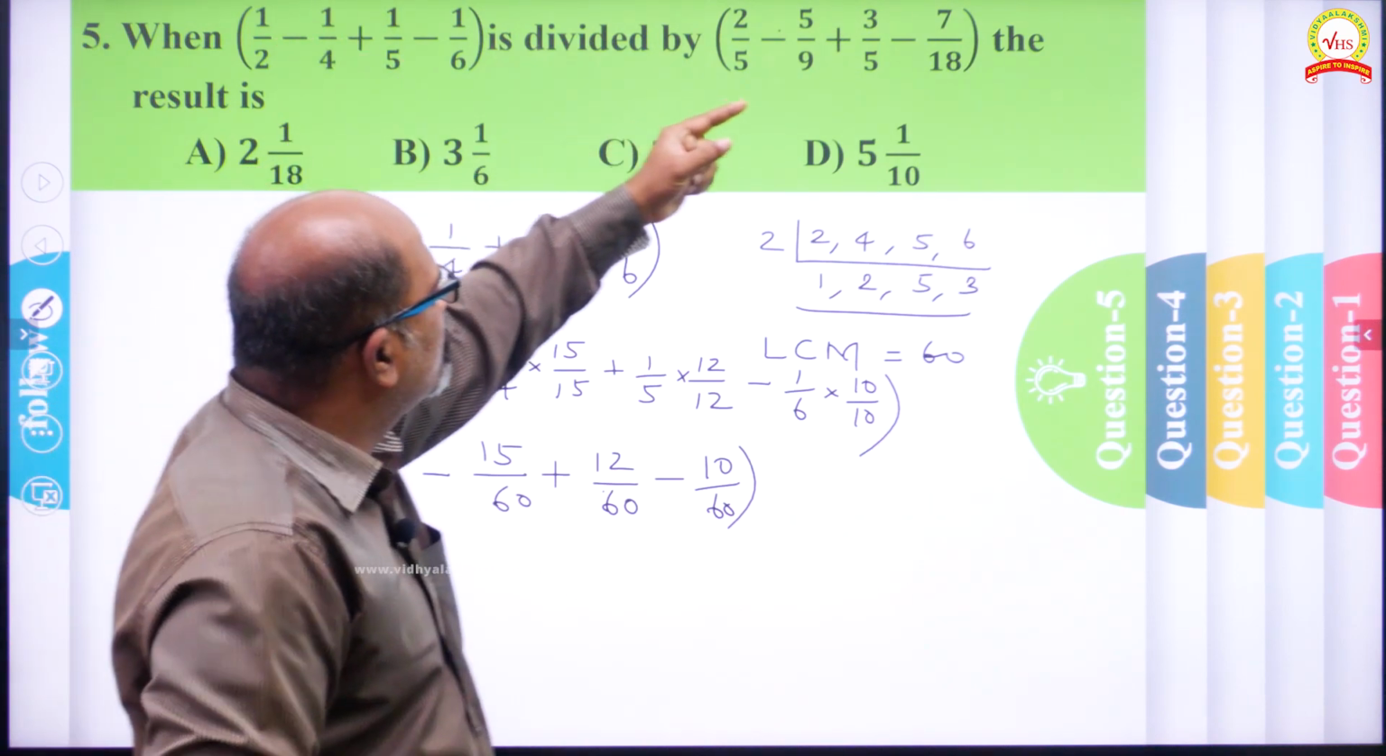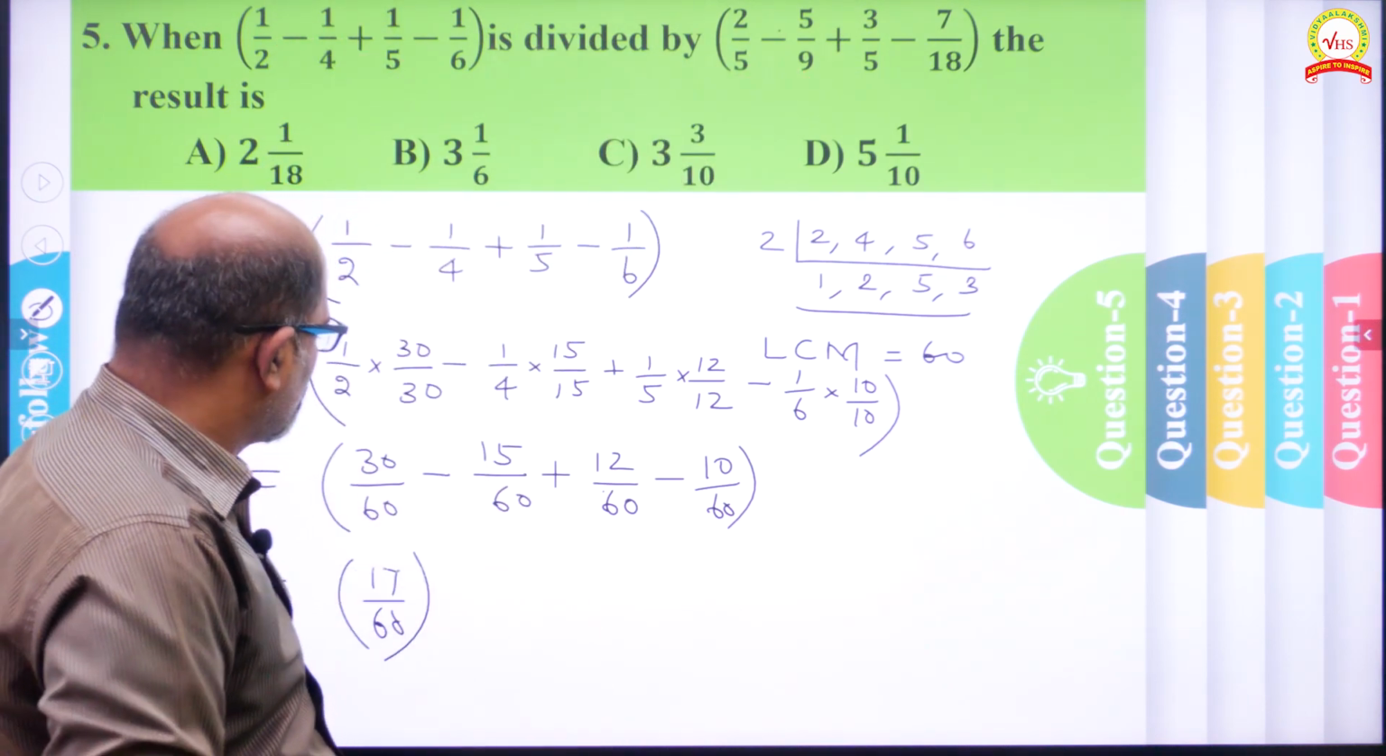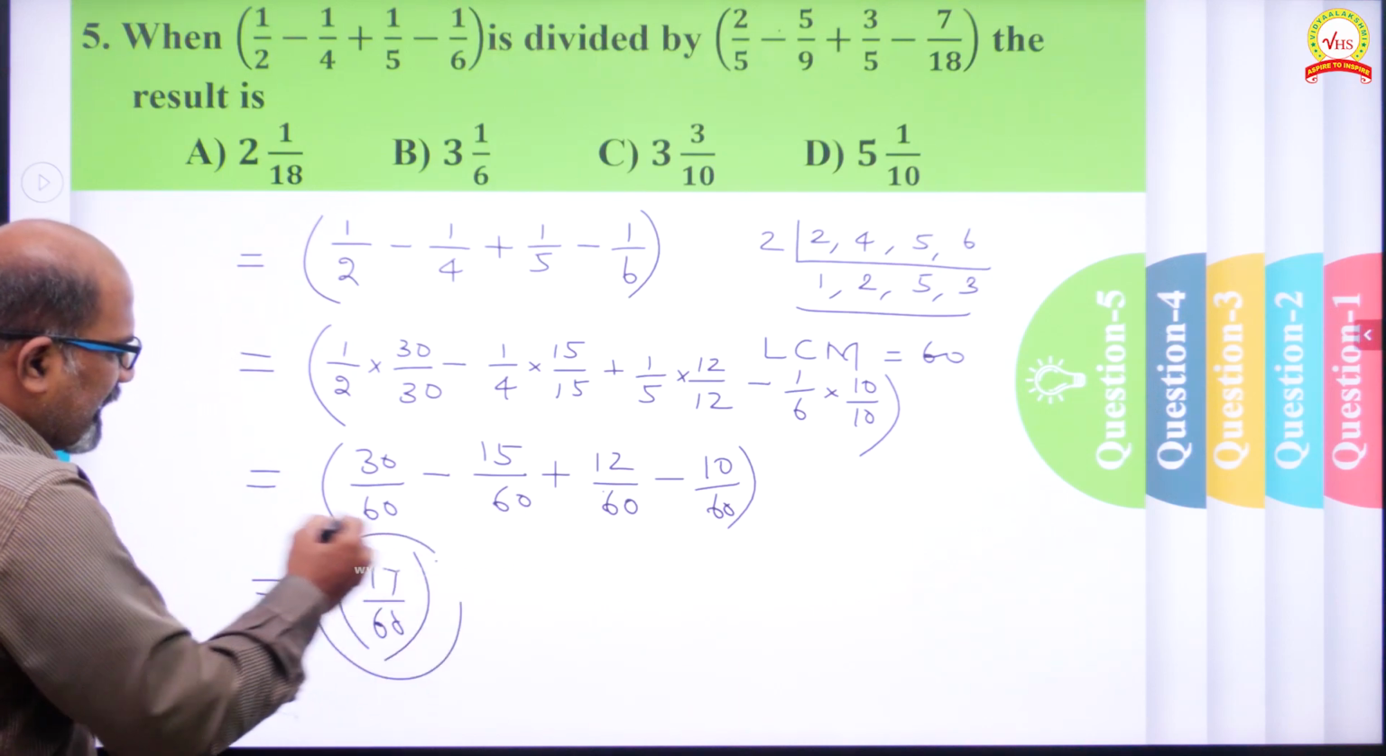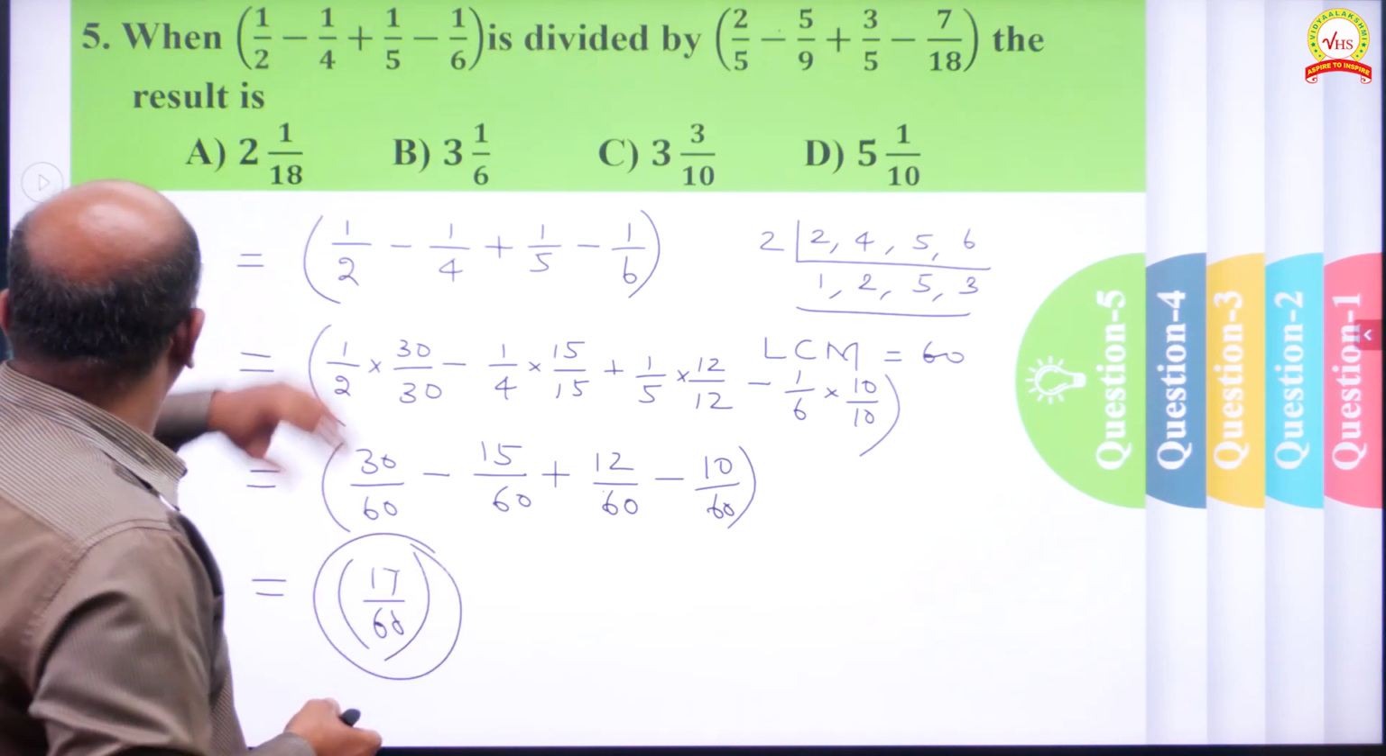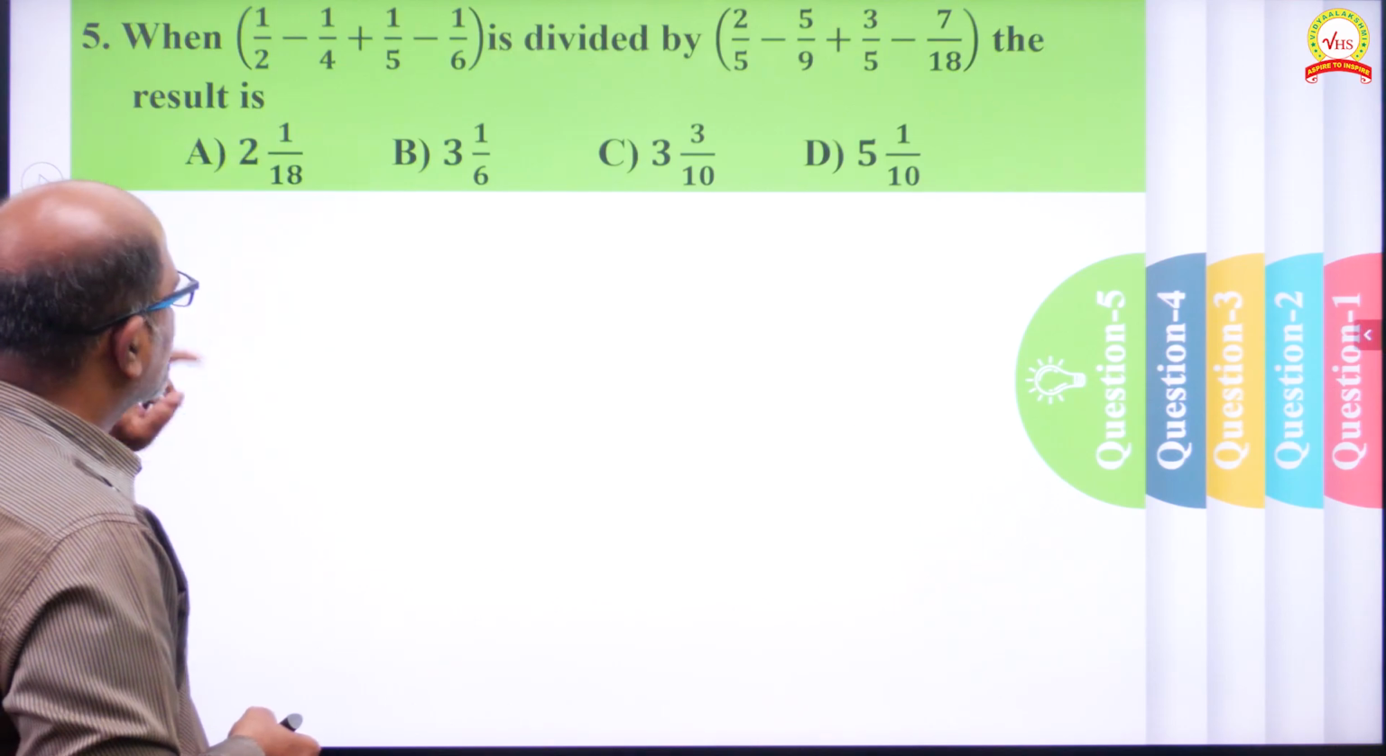The next we have to simplify this one. So just keep it in your mind that 17 by 60 we have for this. Okay, I am going to erase this.